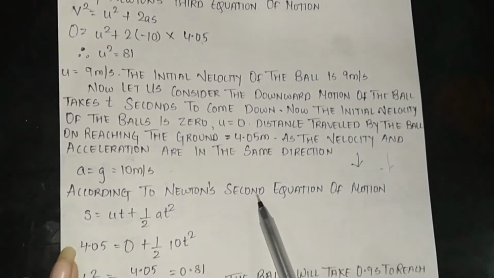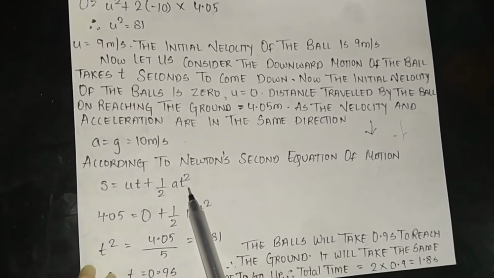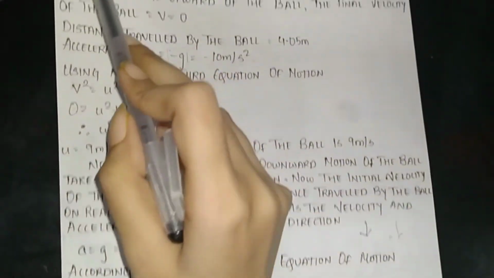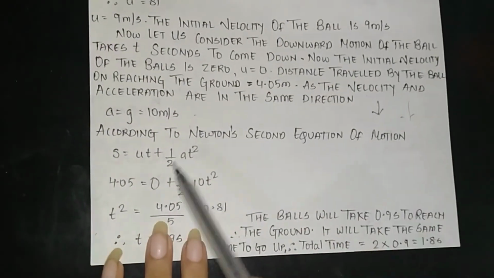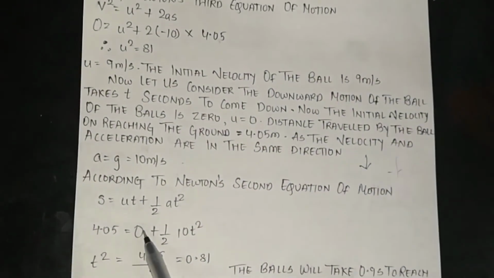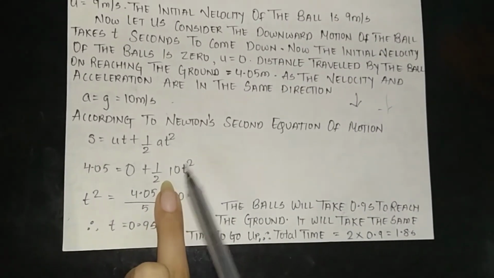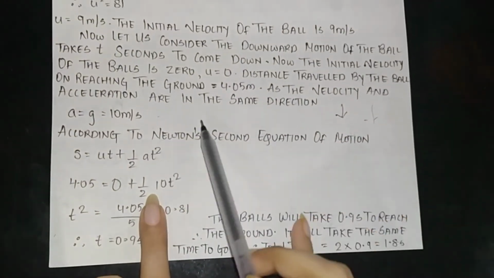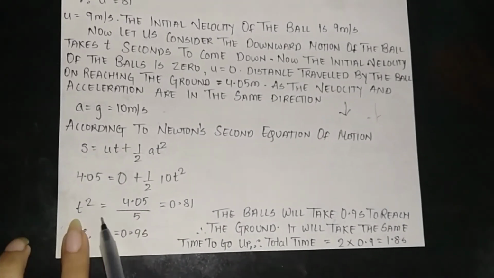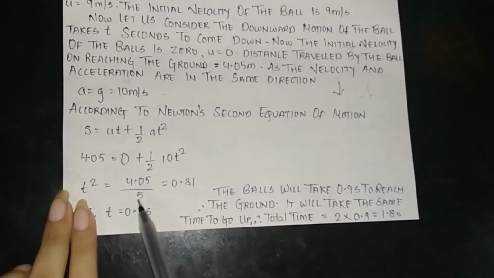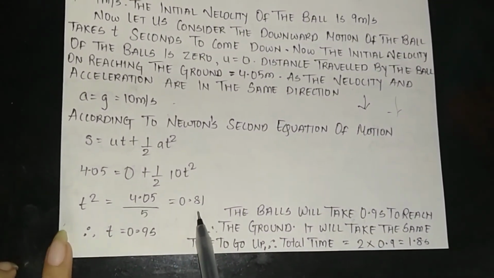According to Newton's second equation of motion, we can easily write s equals ut plus half at square. S means the displacement, that means the height, 4.05 meter equals u, the initial velocity we have written that is 0 because it is released down to the ground, plus half at square. A is the acceleration, equal to 10 meter per second into t square. T square is equal to 4.05 divided by 5. By calculating or dividing, we get t square is equal to 0.81.